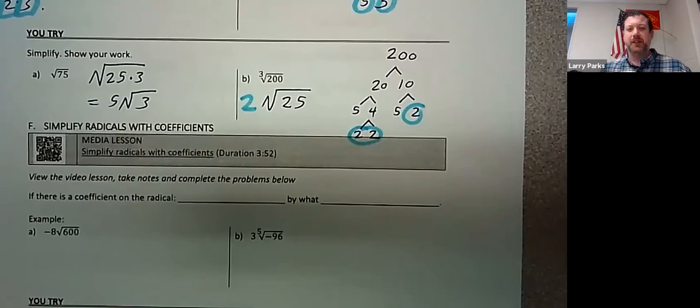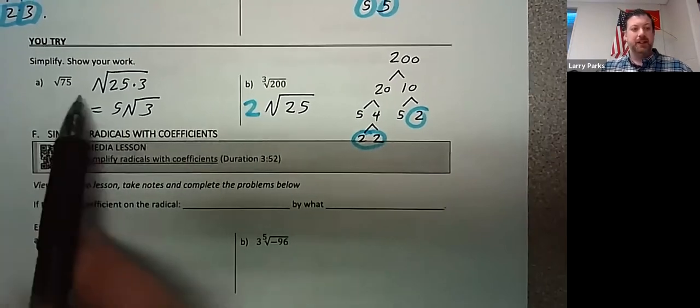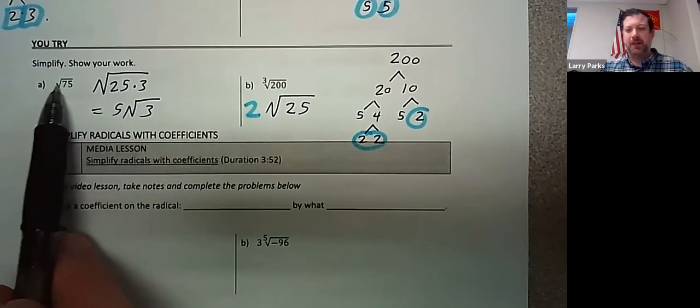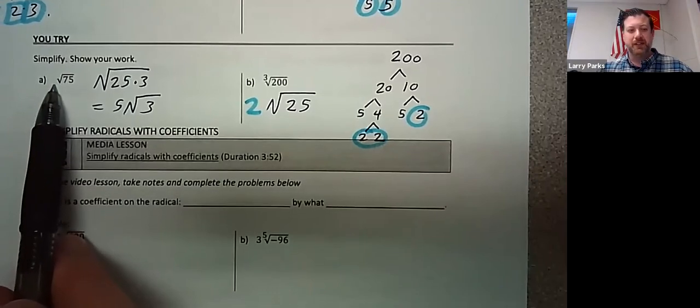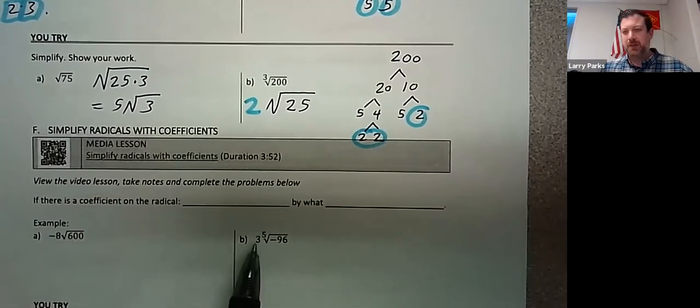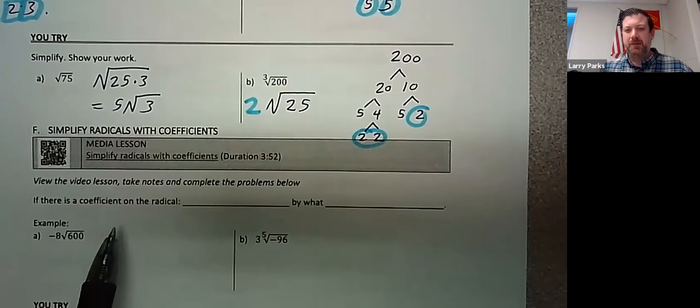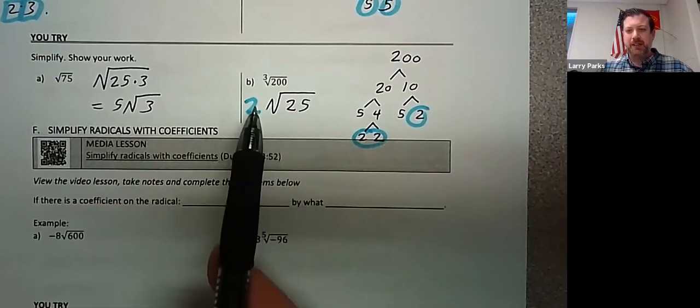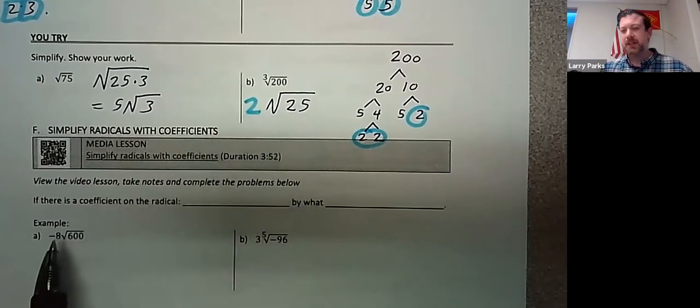Now, what do you do when you have a radical with a coefficient out front? So notice all of these have numbers out front. And it's the same step, but whatever you bring out, you multiply it by the number outside. Okay.